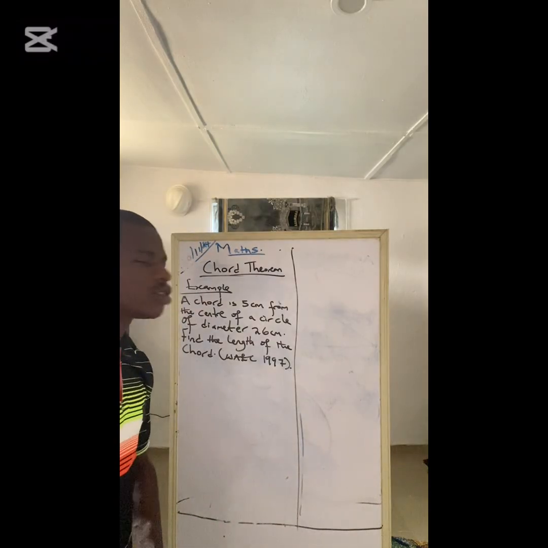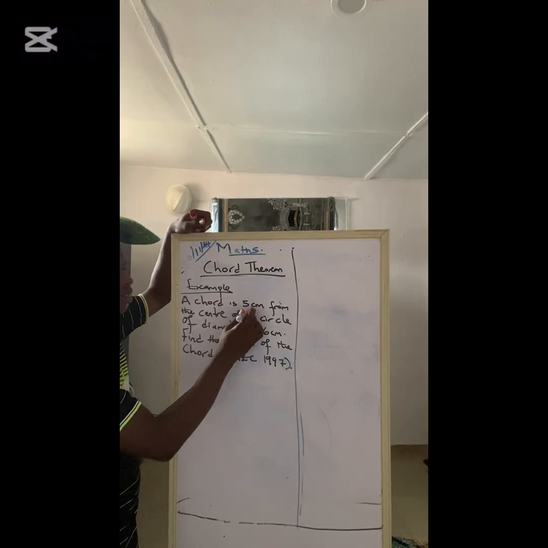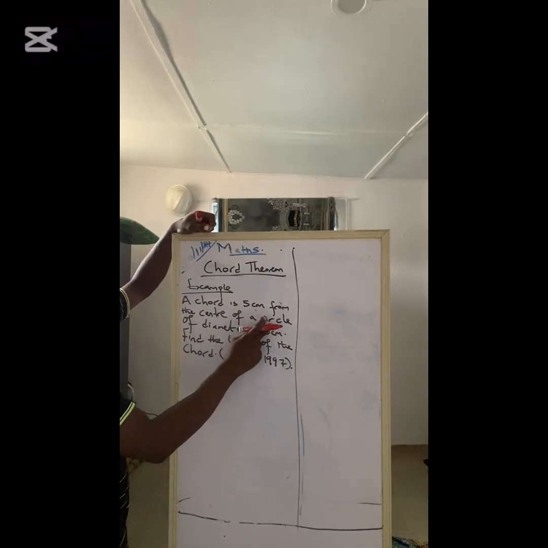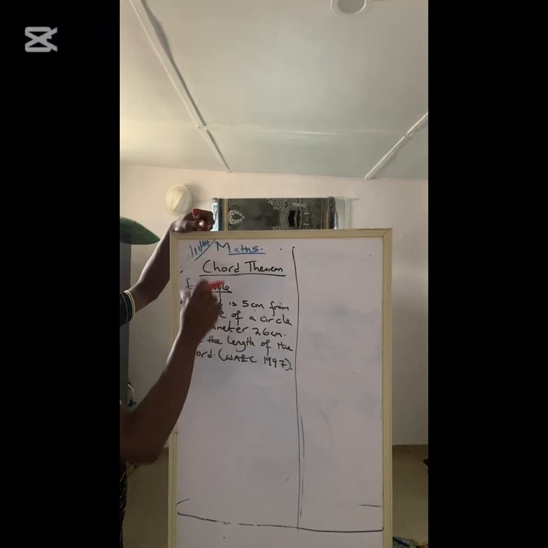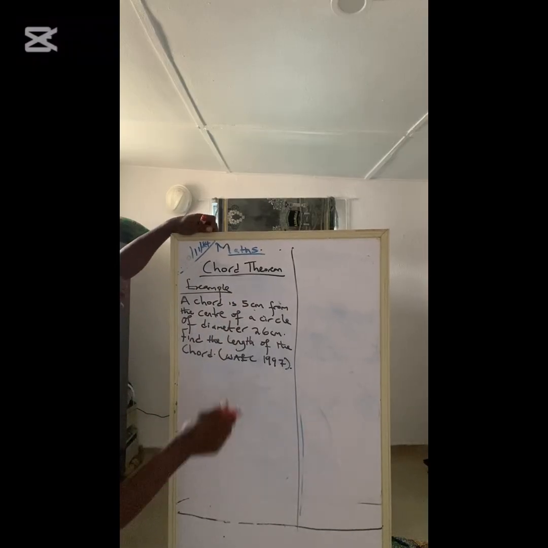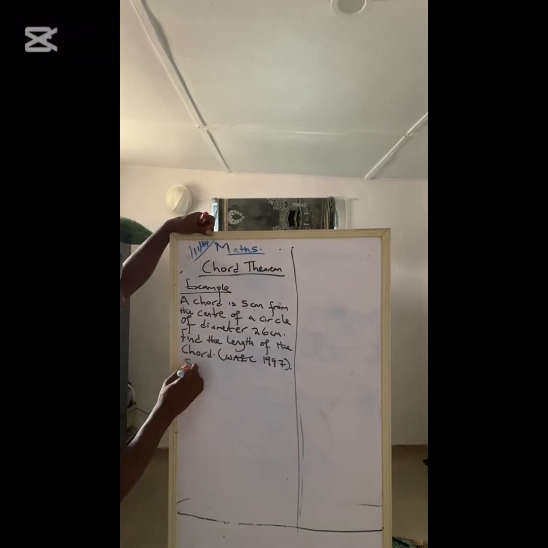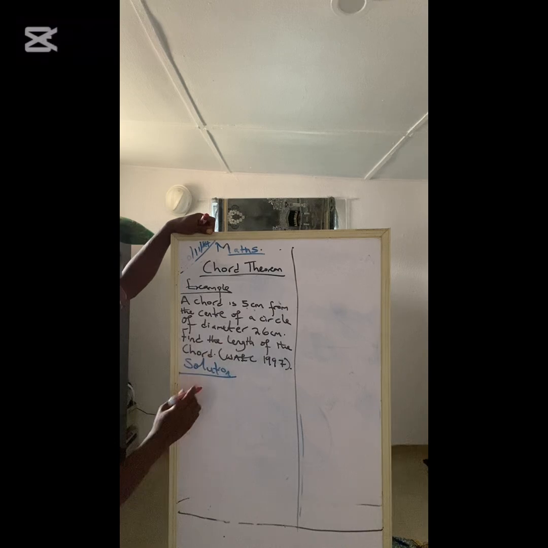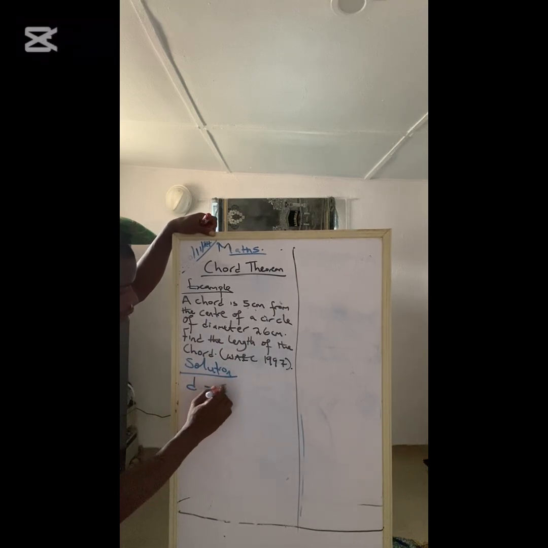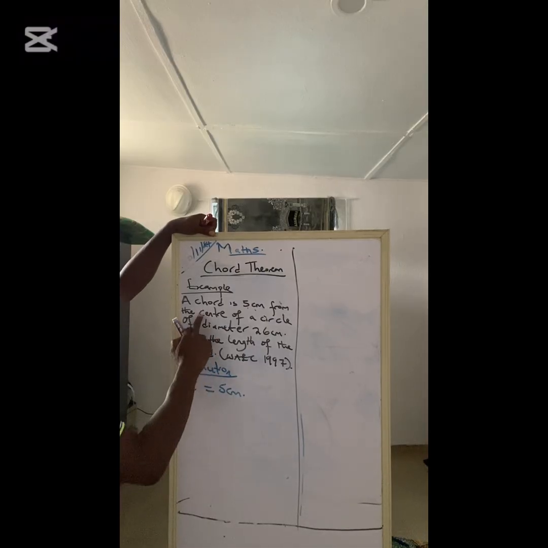So see the first question. A chord is 5 centimeters from the center of the circle. From the center, that is the distance, and I told you I can use D or H. A chord is 5 centimeters from the center of the circle, meaning that if you are asked to interpret the question, that means the distance, you can use D, you can use H. So it's equal to 5 centimeters. That is the distance from the center of the circle to bisect the chord.